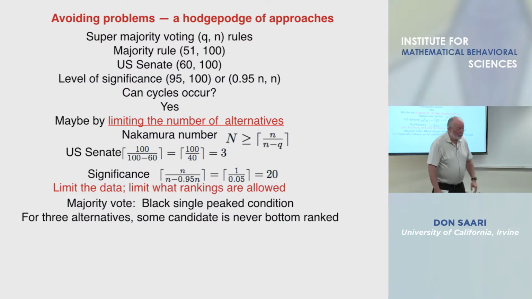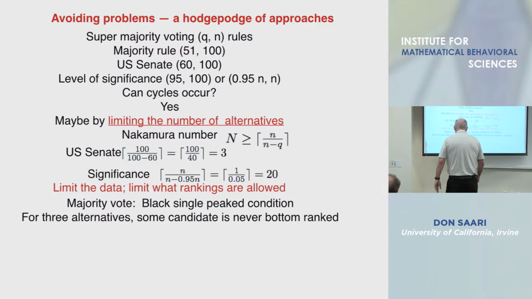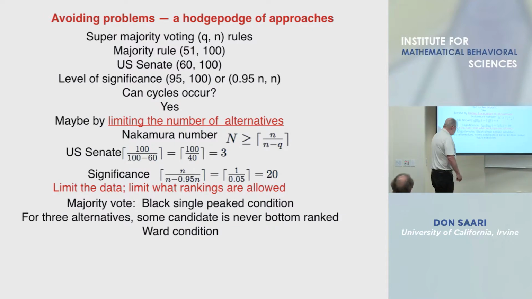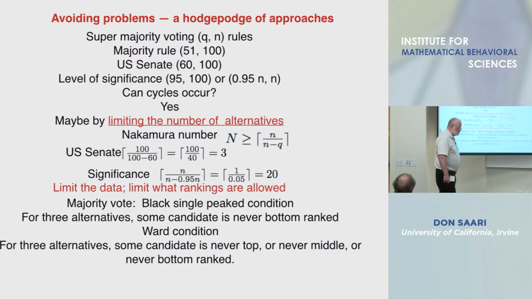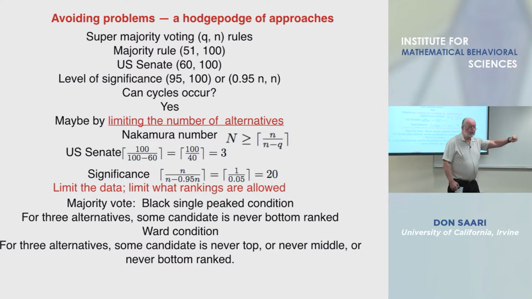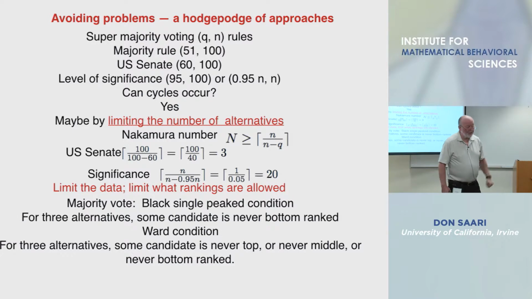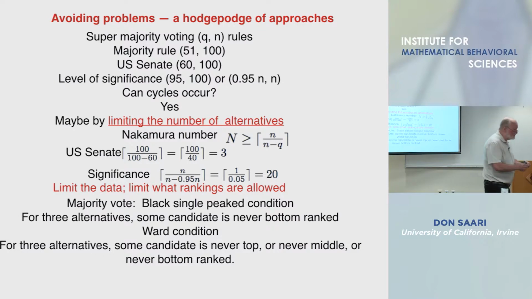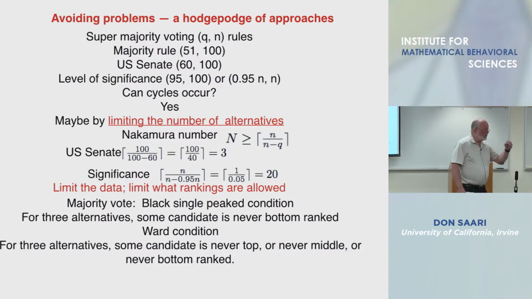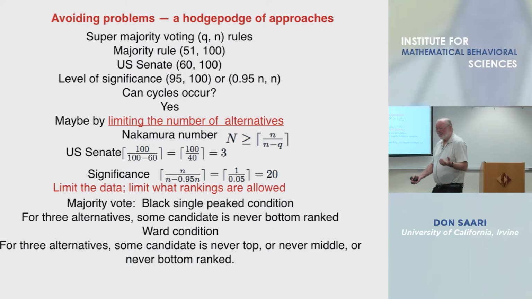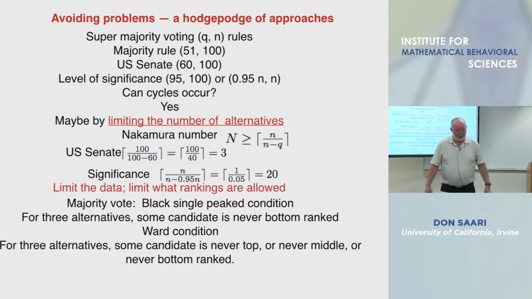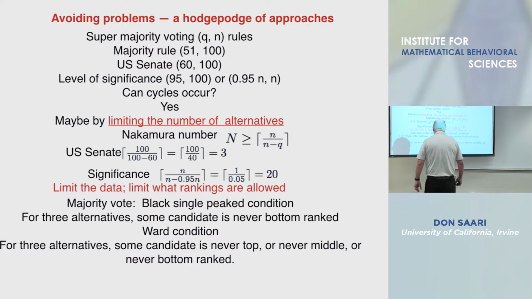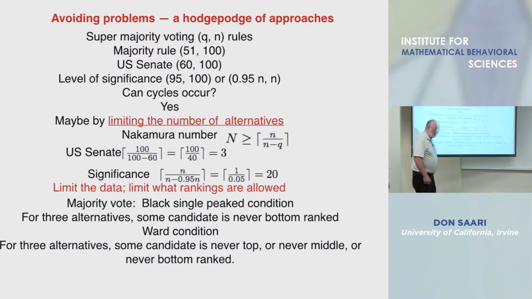Ward, in a paper that isn't as well known as it should be, goes a little bit further. Let's suppose that for 3 alternatives, some candidate is really, really good. Nobody has that person bottom ranked. Some candidate is really, really bad. Nobody has that candidate top ranked. Or third possibility, some candidate is extreme, one extreme or the other, never middle ranked. If any of those 3 conditions crop up, Ward proved that you can never have a cycle.